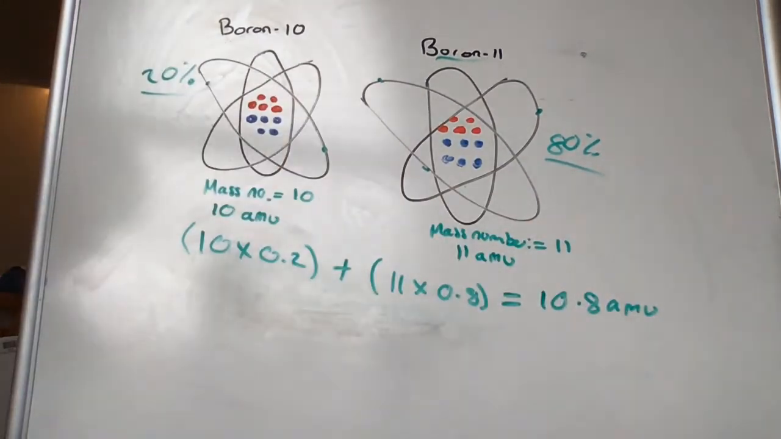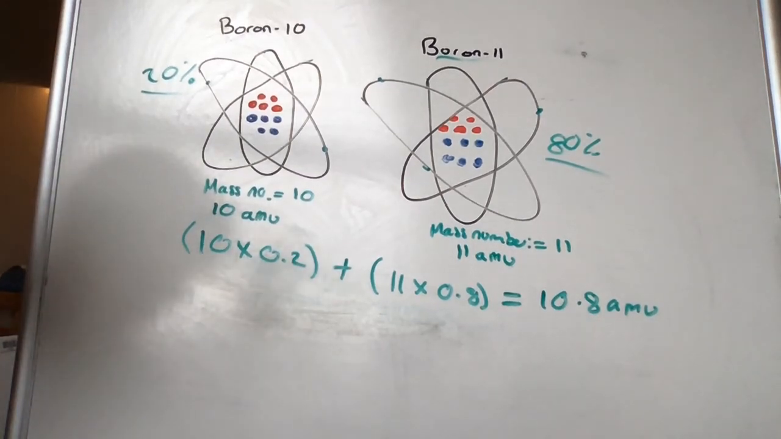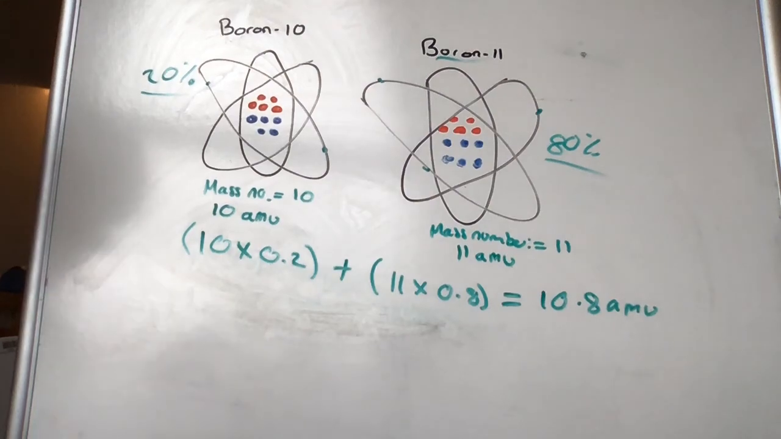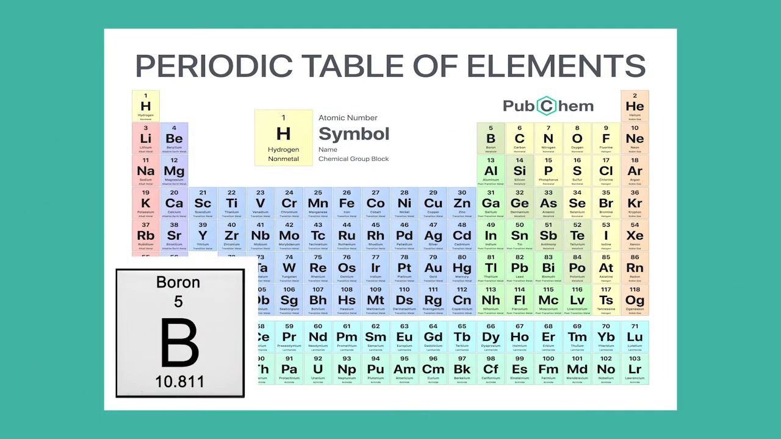AMU. And this tells us what the average weight of a boron atom is, taking into account that only 20% of the boron atoms are boron 10 and 80% are boron 11. Now check this out. If we look at the periodic table and we find boron, you will see underneath it on most periodic tables there is a little number, and here we have 10.811. So on every element of the periodic table, the number at the bottom is the atomic mass, telling you what the average weight of one of those atoms is, and this is exactly what we have just worked out together.